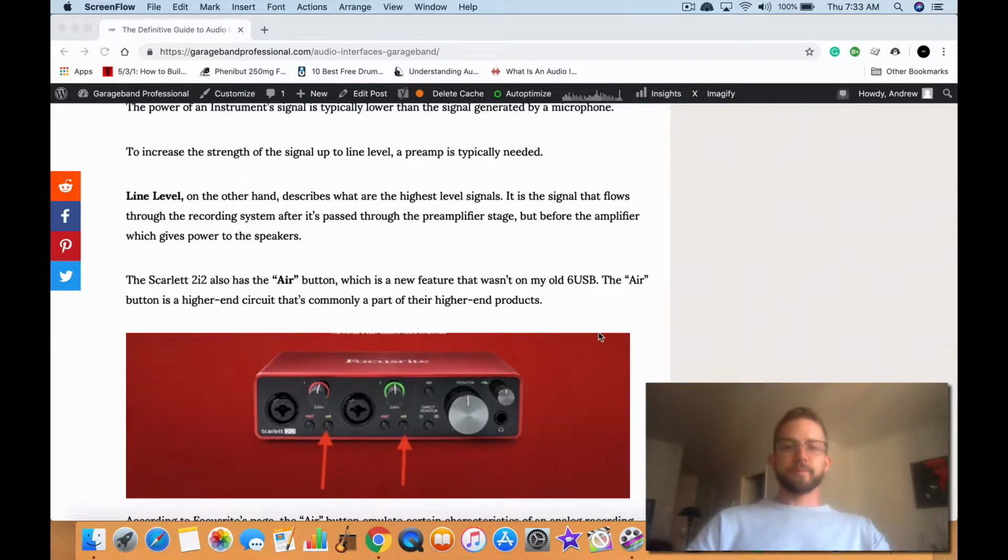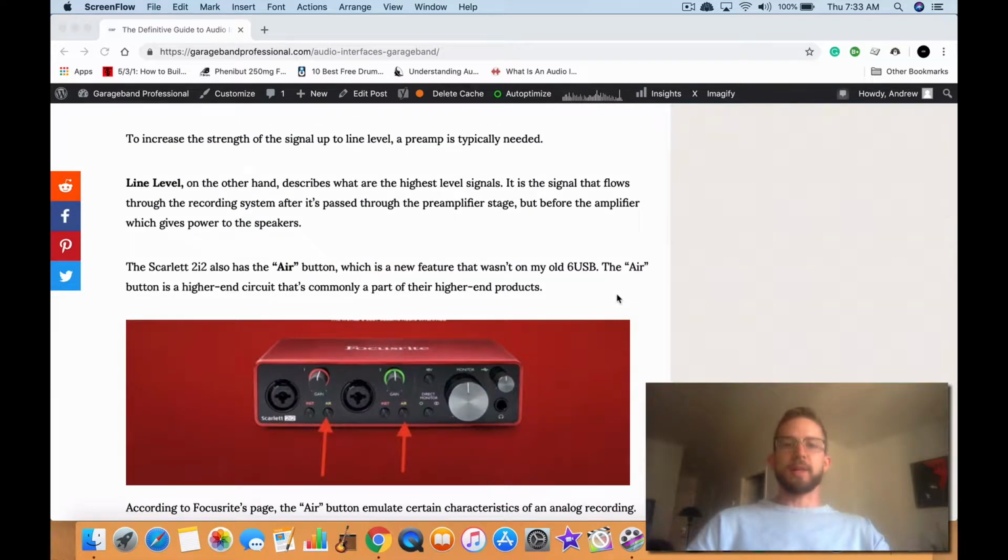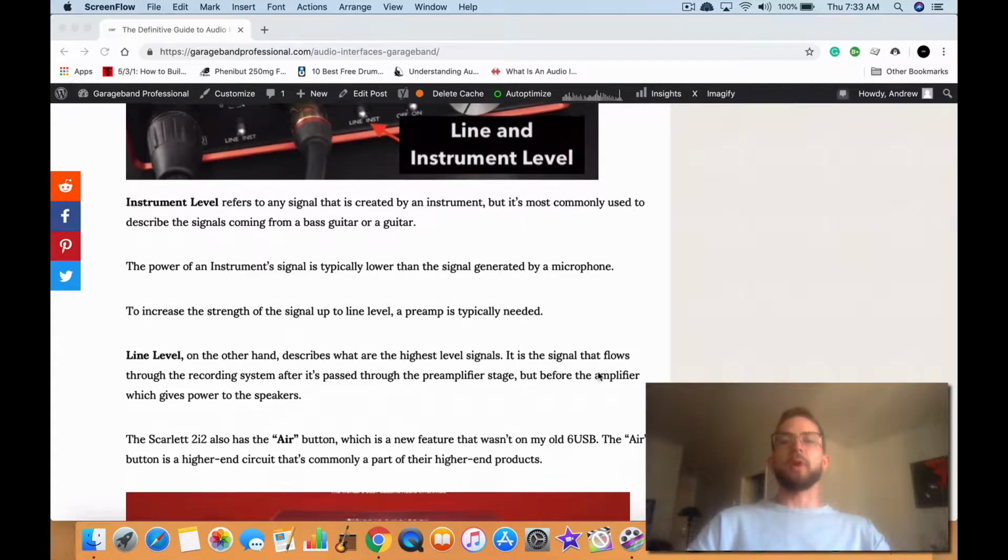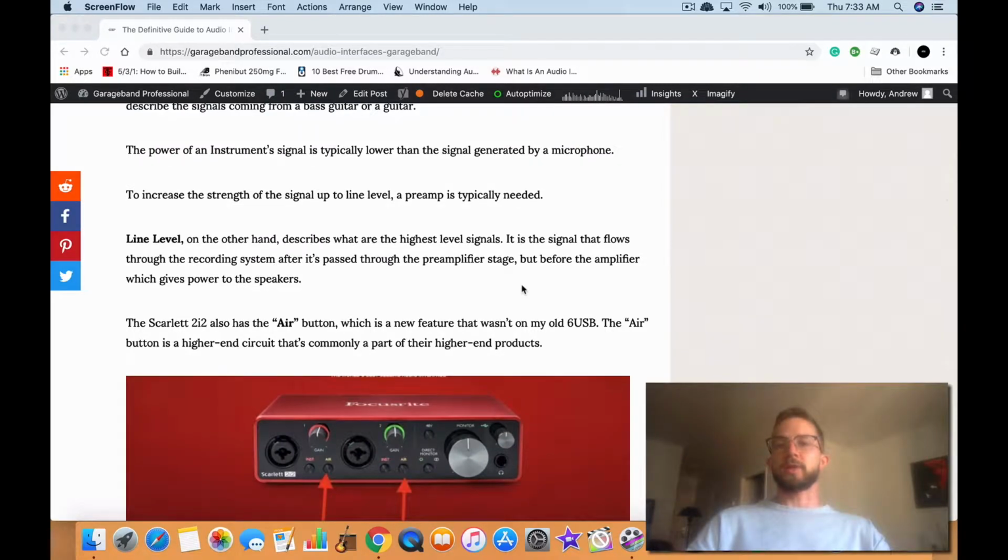And then you have the line level, which is the signal that flows through the recording system after it's passed through the preamp stage, but before the amplifier gives power to the speakers. So I think the line level is more so for vocals and other things like that.